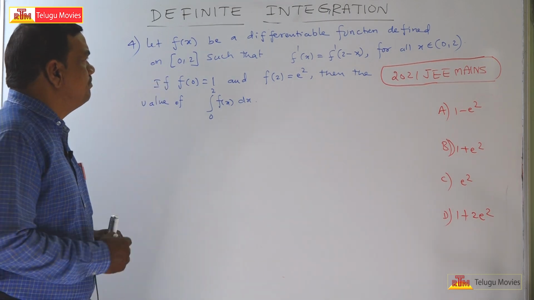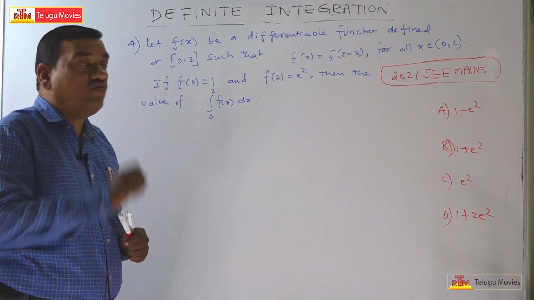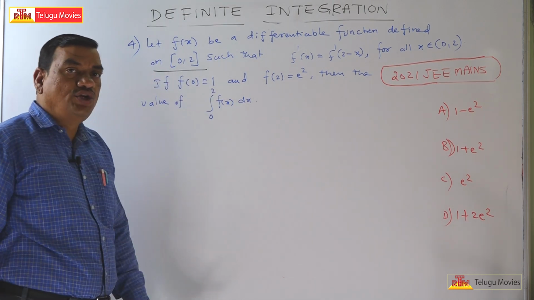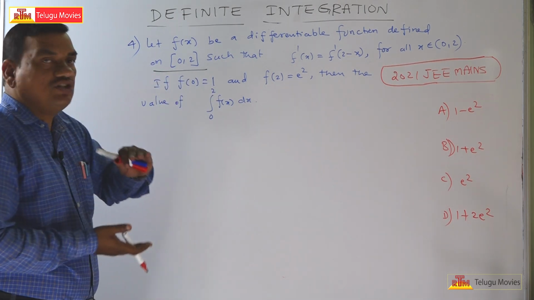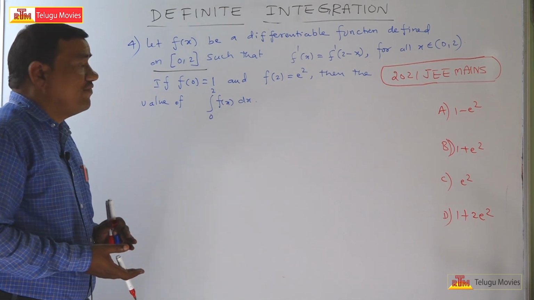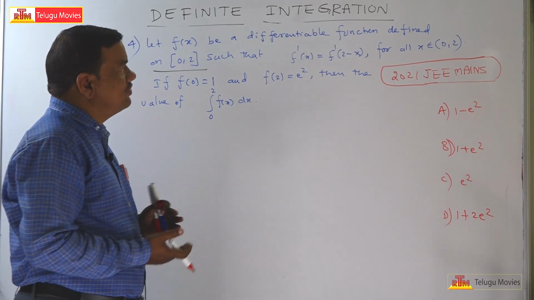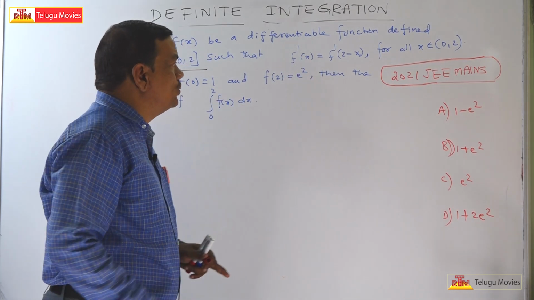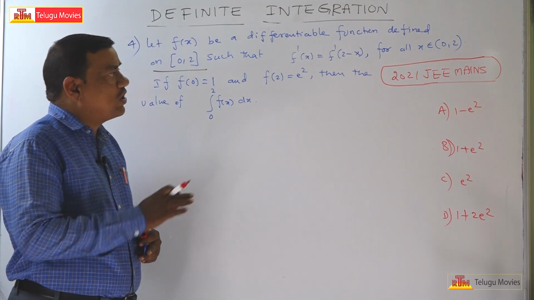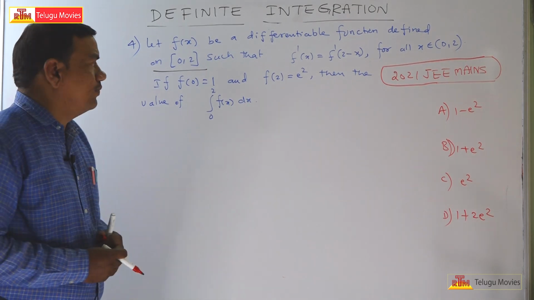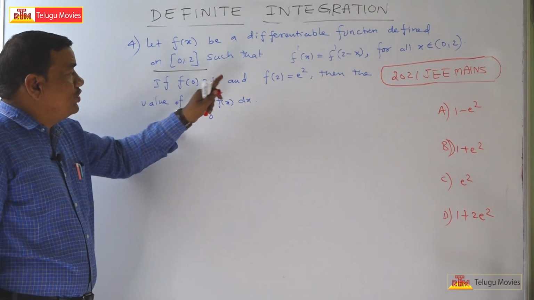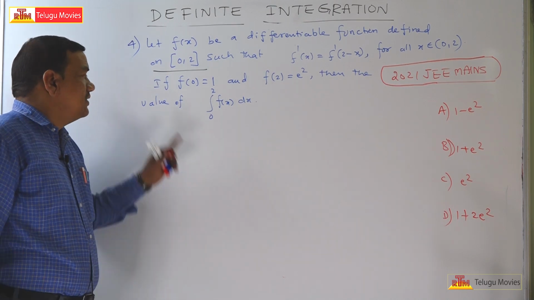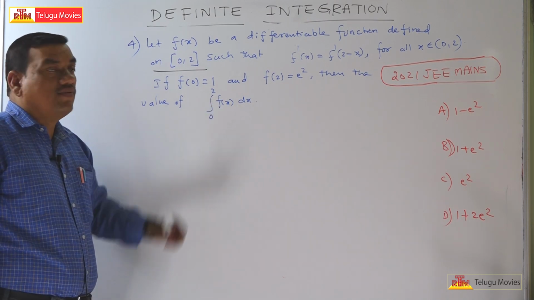f of x is a differentiable function defined on the interval 0 to 2. In the interval 0 to 2, it is continuous and differentiable, and it is given that f dash of x is equal to f dash of 2 minus x for all x belonging to 0 to 2, right? If f of 0 is equal to 1 and f of 2 is equal to e square, then find the value of the integral from 0 to 2 of f of x dx.